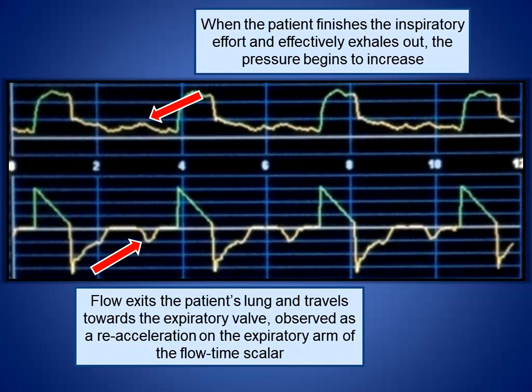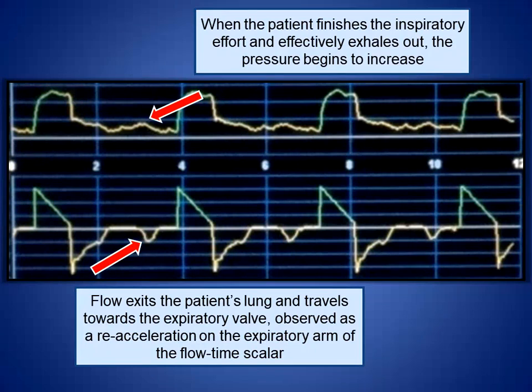And the patient at that point gets done with that pseudo-inspiration, and we'll call it a pseudo-inspiration because they weren't delivered a breath, and therefore at some point gets tired of doing that and goes into that expiratory phase. And when they do that, they decrease their thoracic cage size, the pleural pressure goes up, and what you see is this little reacceleration of expiratory flow, denoted by that arrow down on the flow time scalar.